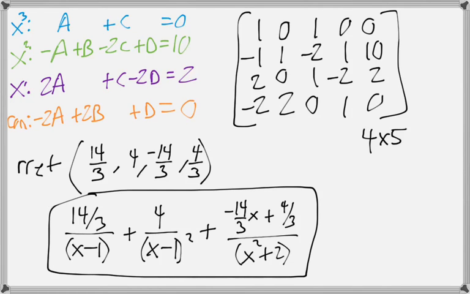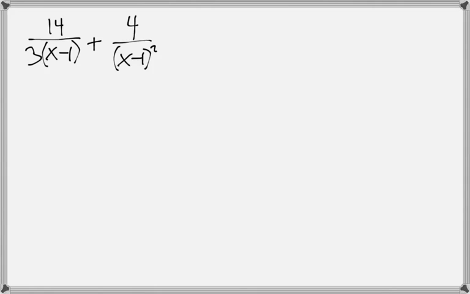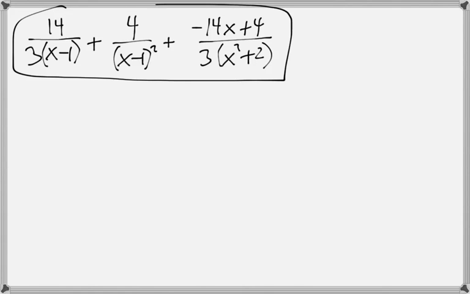And then the other way to write it is if you move those denominators down to the main level. So that'll be 14 over 3 times x minus 1 plus 4 over x minus 1 squared plus, and then negative 14x plus 4 all over 3 times x squared plus 2. So this is the other form.